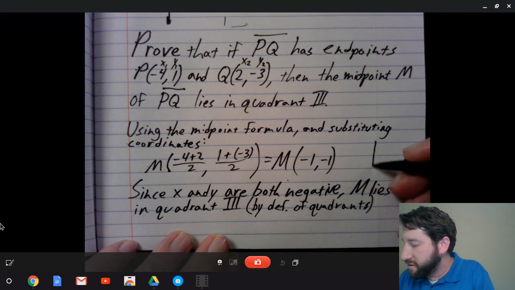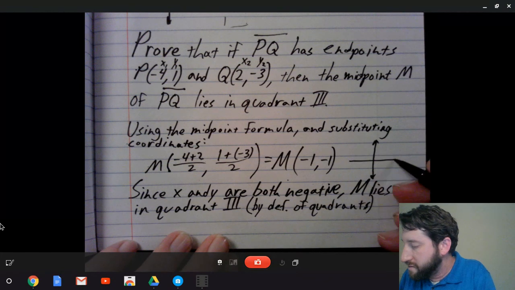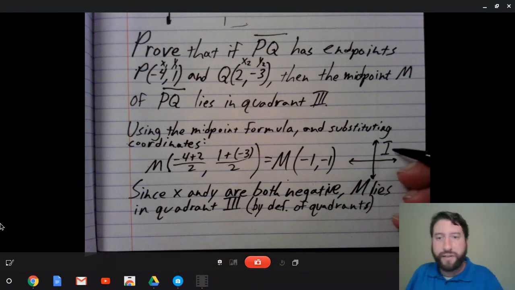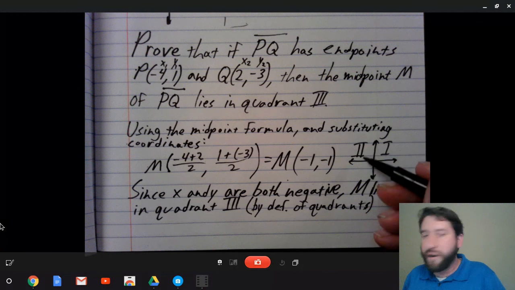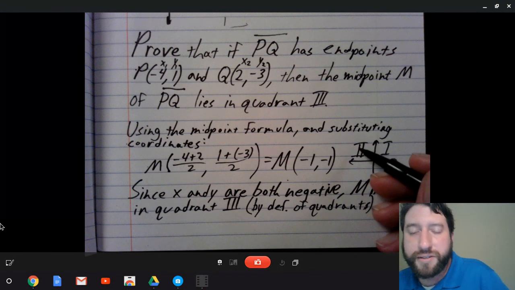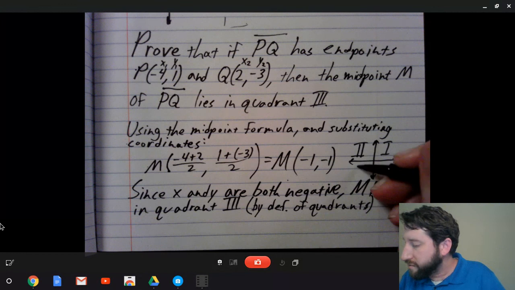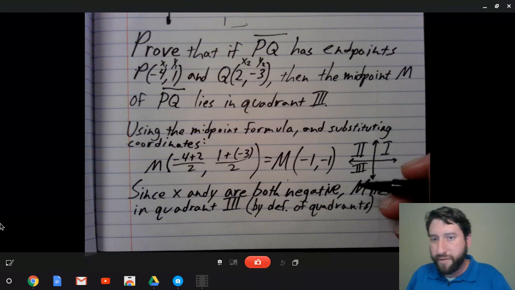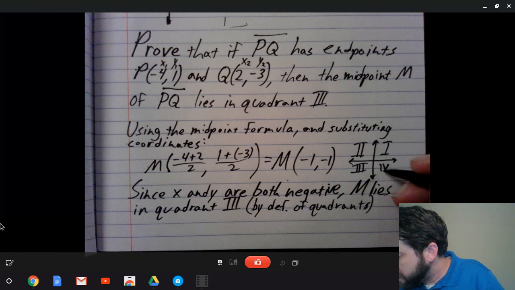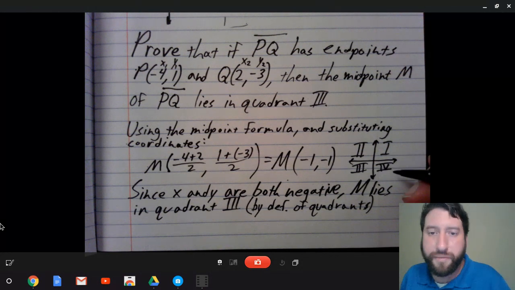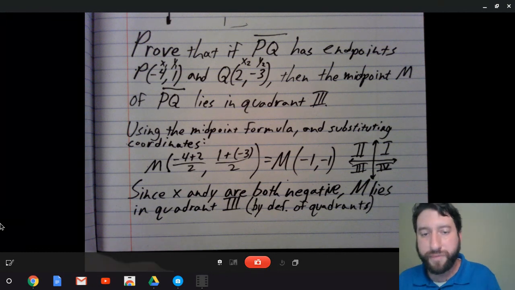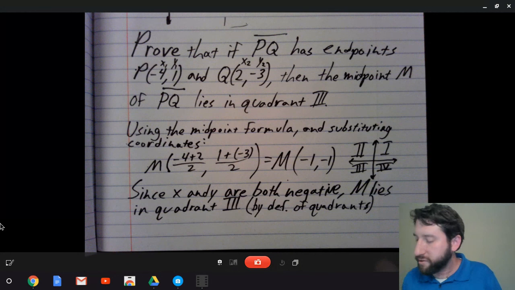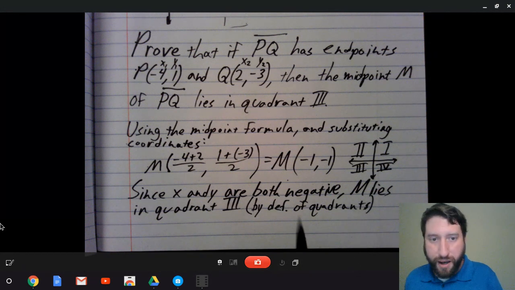Because if you don't remember, let me just draw a small little thing right here. Remember, quadrant 1 starts over here. That's when x and y are both positive. Then quadrant 2, because we go counterclockwise, now my x's are negative, but my y's are still positive. Quadrant 3 is when they're both negative. And of course, quadrant 4 over here, x's are positive, but now the y's are negative. Right? So that's how we define quadrants. It's based on is x positive or negative, and is y positive or negative. So that's why I said by definition of quadrants. So we have proven that M lies in quadrant 3. And that's how you use the midpoint formula.